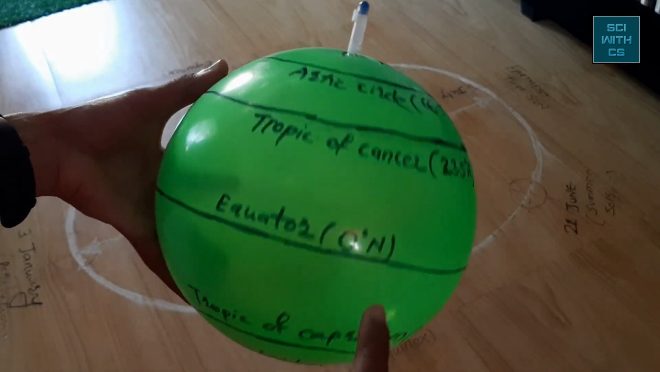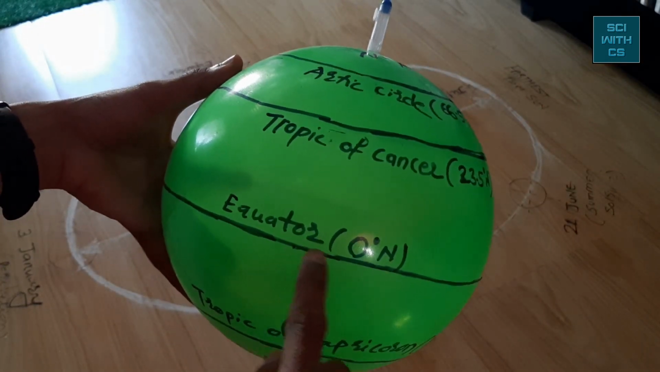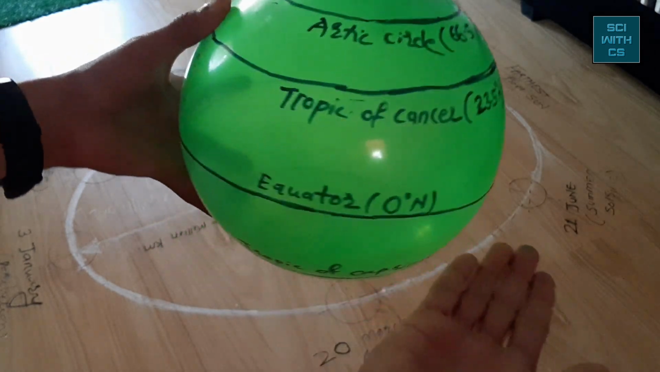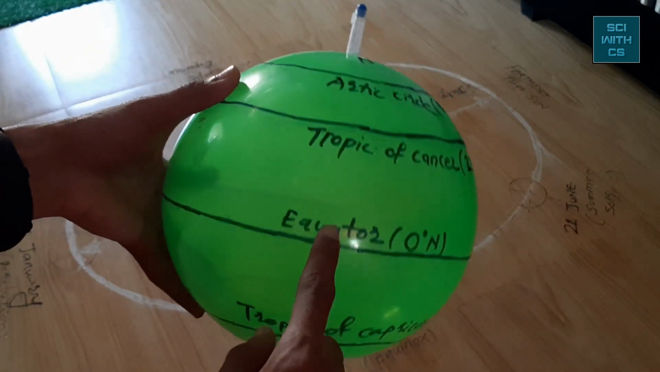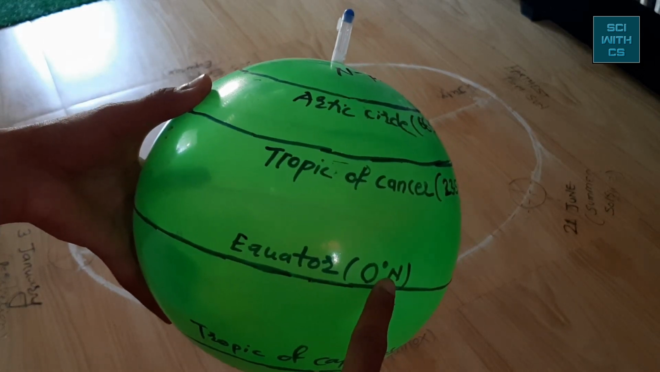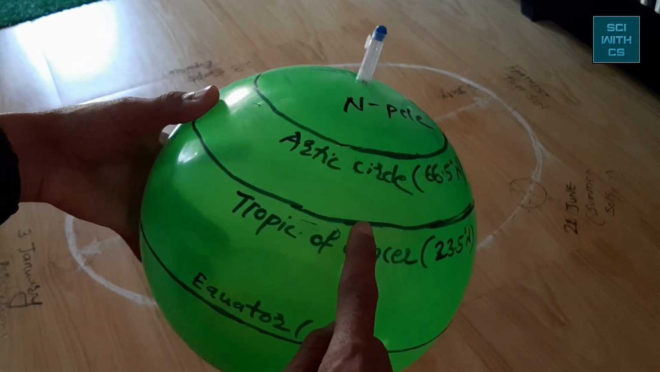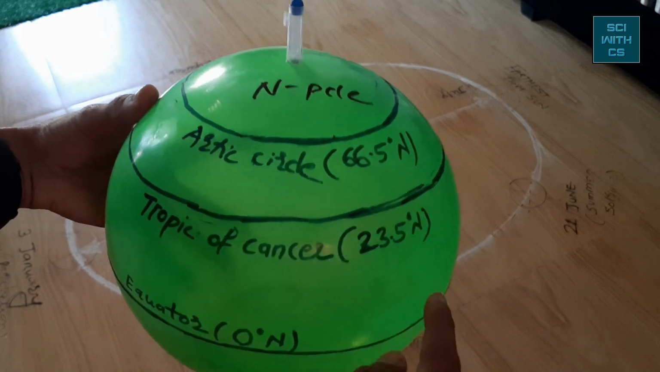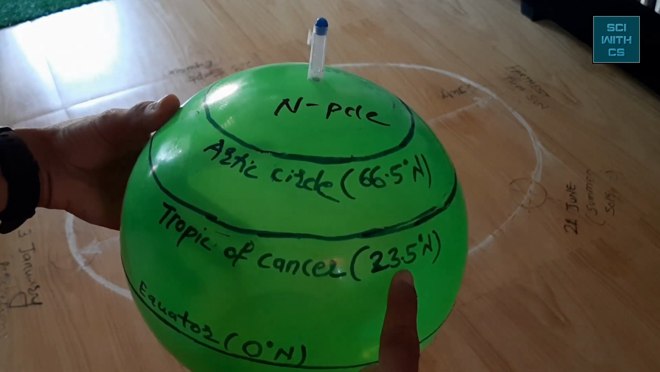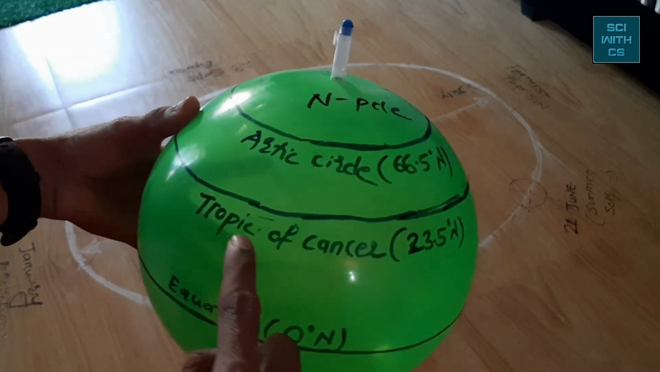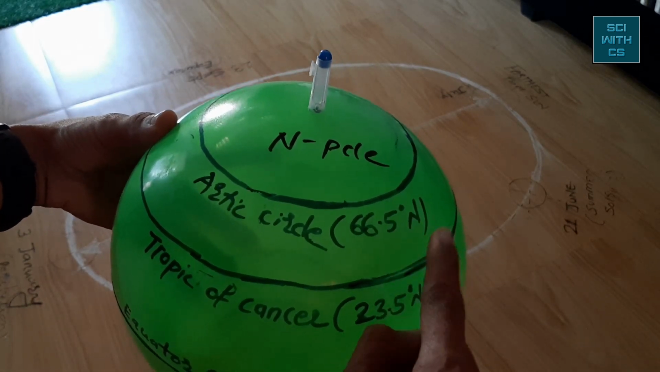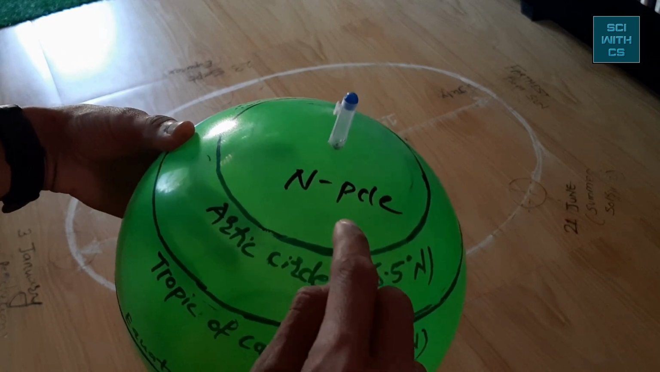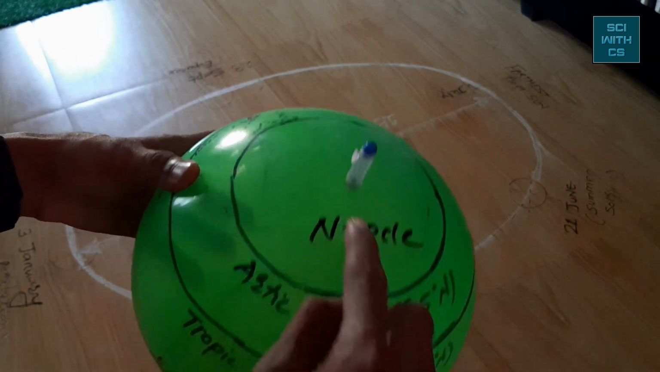These lines are the latitude lines. This line, which you can see cutting the Earth in two halves, is the equator line, at 0 degrees. The upper latitude line on the north side, at 23.5 degrees, is what we call the Tropic of Cancer, and this is the Arctic Circle at 66.5 degrees north, and this is the North Pole.